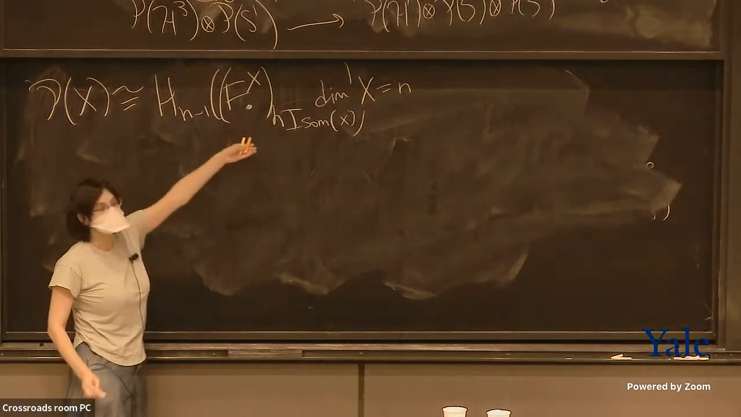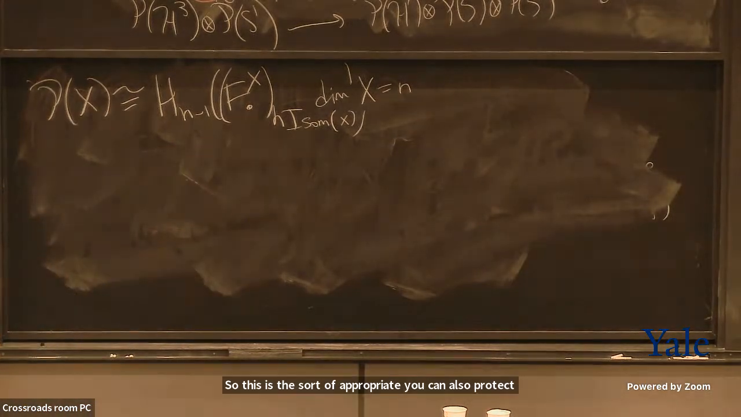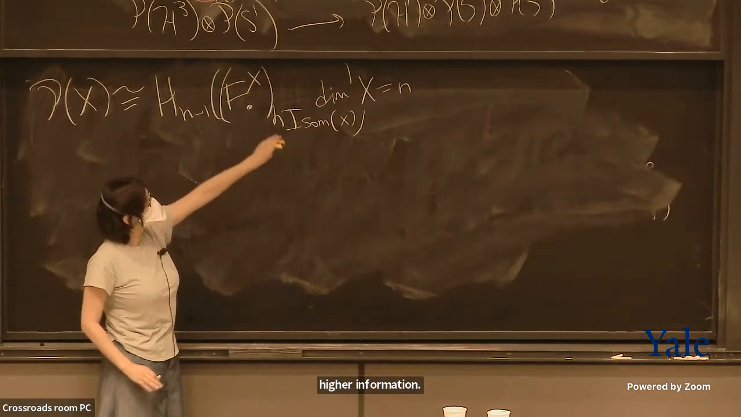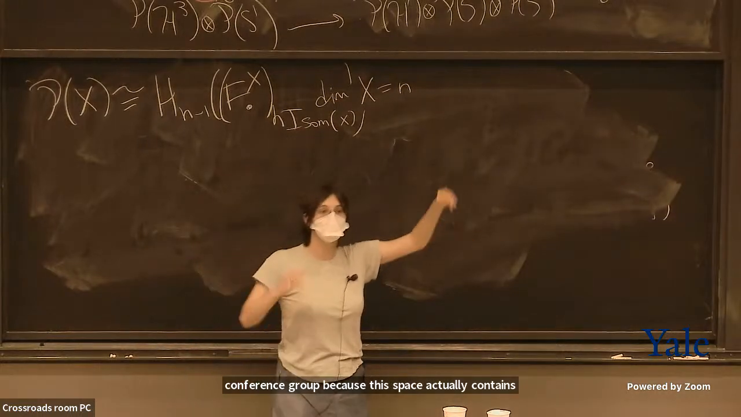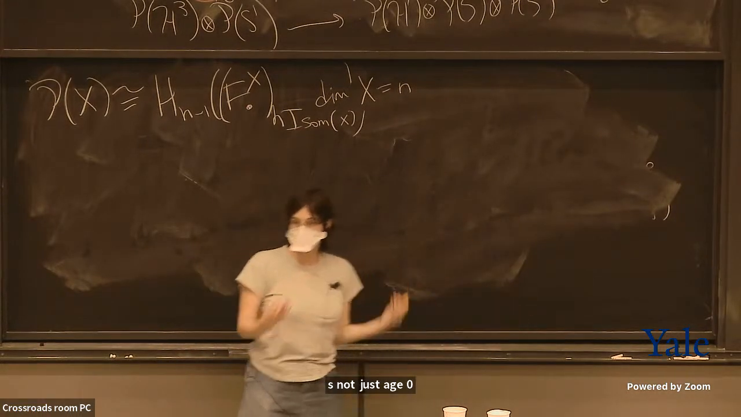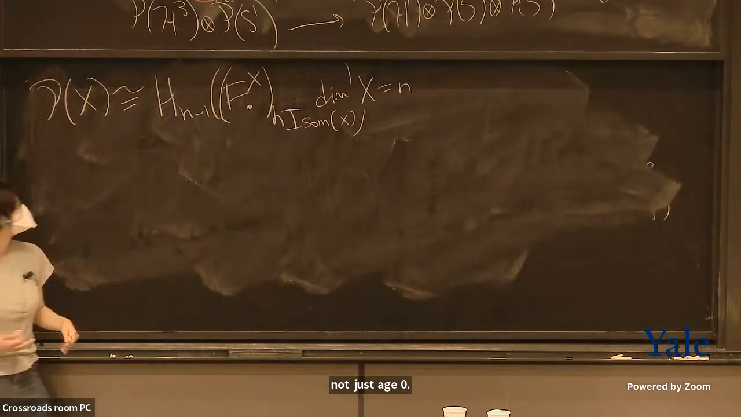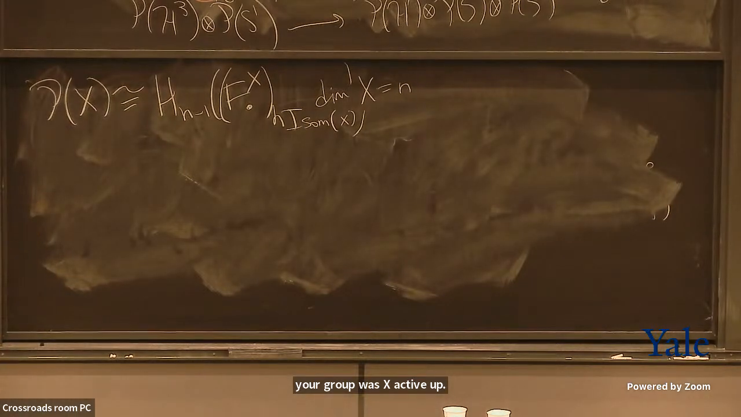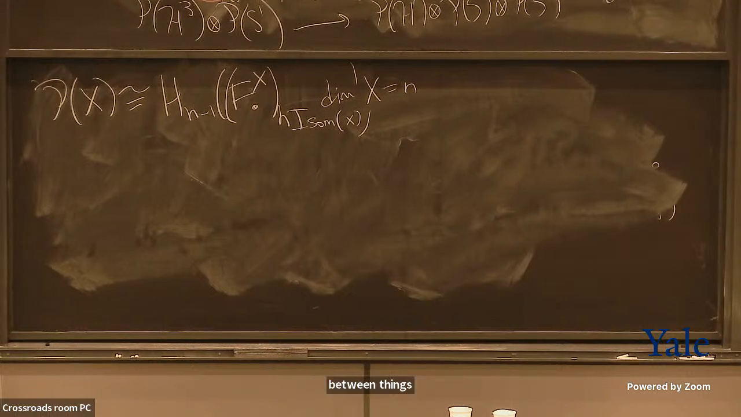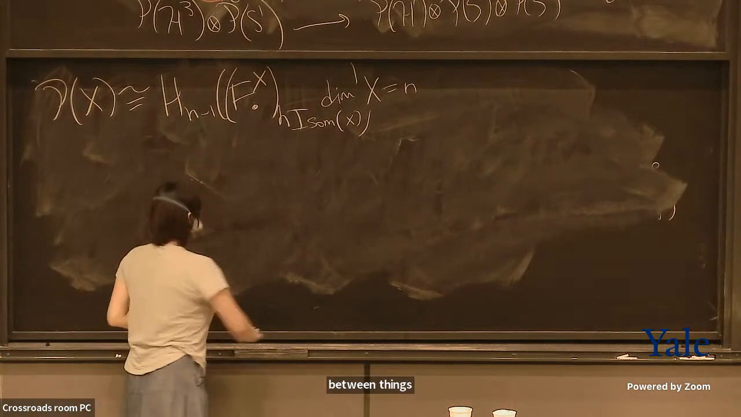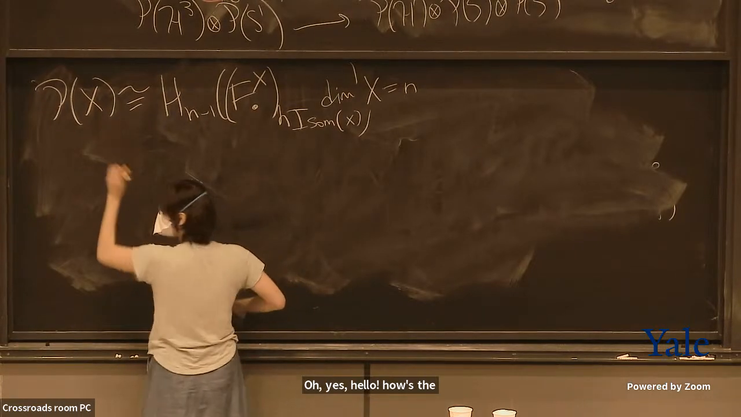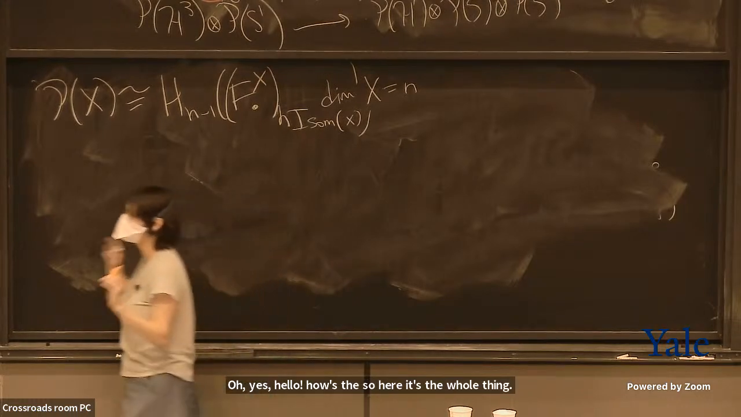So this is the sort of appropriate thing, but it also contains higher information. This has more information than just the scissors congruence group, because this space actually contains not just H0, it contains all of the homology groups of the isometry group of X acting on it. So this has more information, can keep track of more interactions between things. Then your isometry sign. Oh. No, on the left, P of X. So here it's the whole thing, but I'm also slightly lying. I want to say this, and then I want to say how I'm lying.